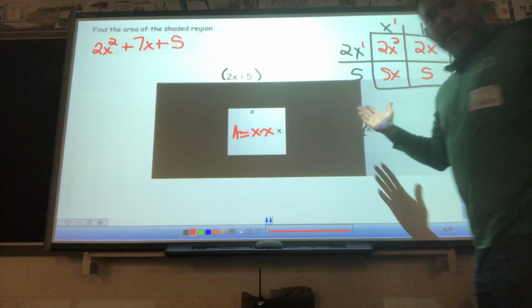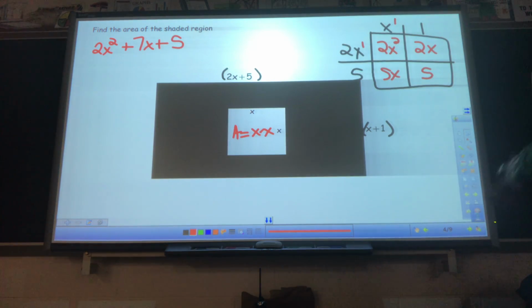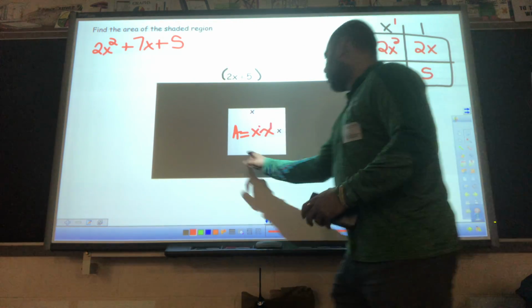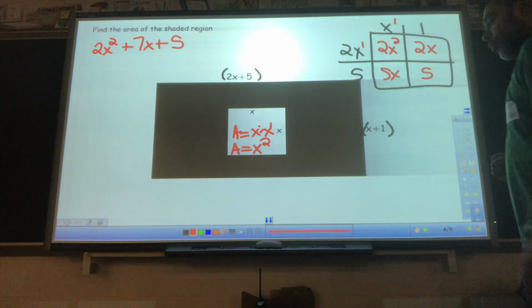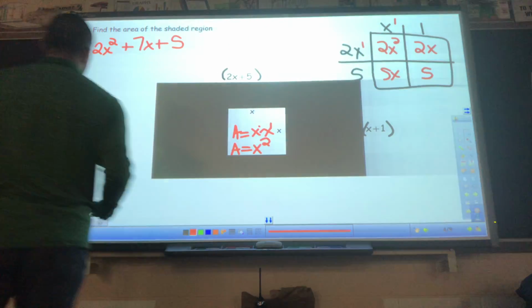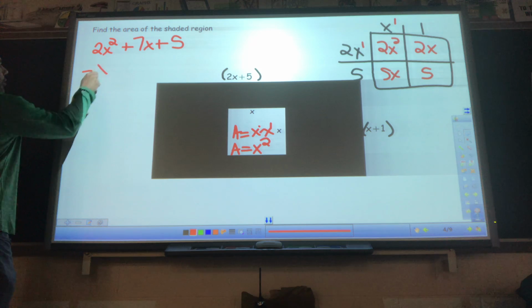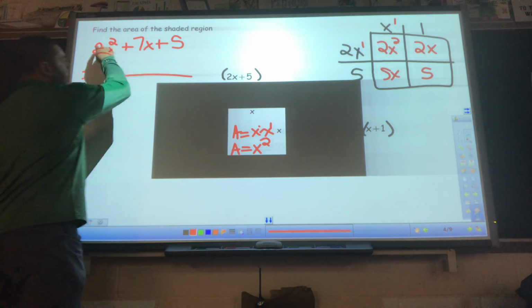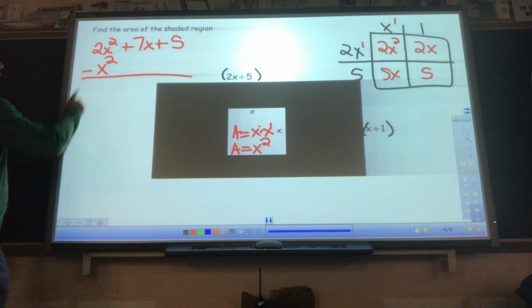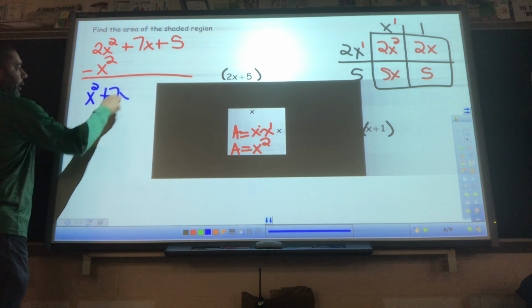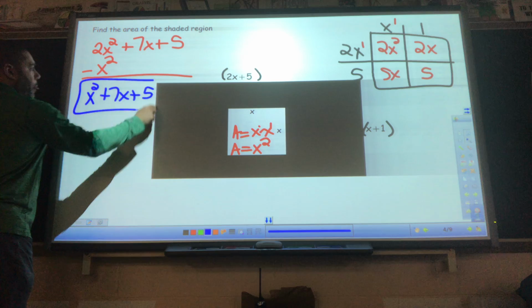Well, think about it, guys. What's x times x? Okay, remember, when you're multiplying same bases, we add their exponents. So the area of that small box is x squared. So I need to make sure I subtract an x squared from the area of my larger box, the big box. Okay? And my final area of my shaded region would end up being 1x squared plus 7x plus 5.